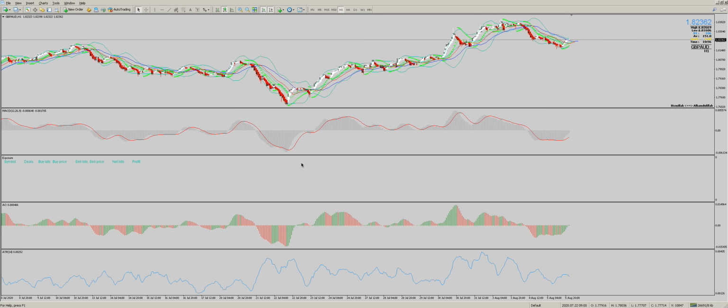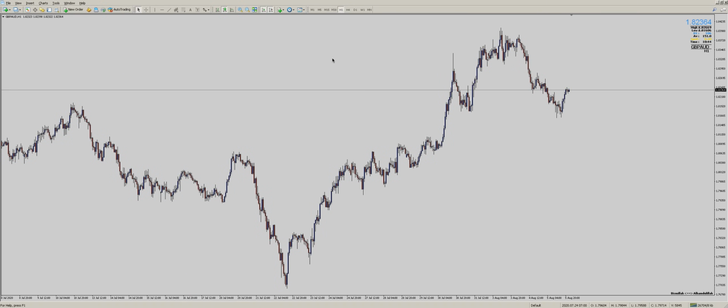For those that didn't realize, it was all a joke. I don't use these indicators at all. So yeah, let's get rid of them ASAP. There we go, back to normality.